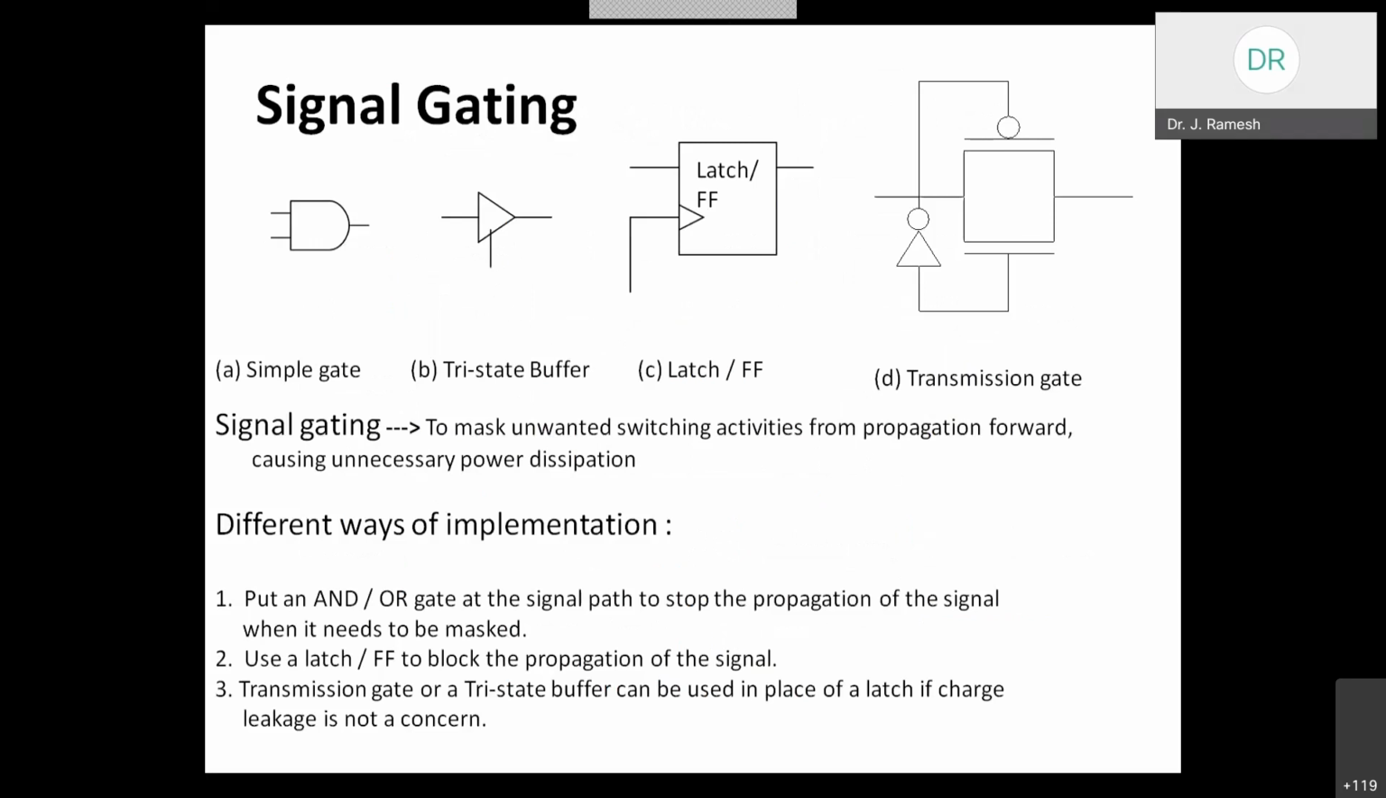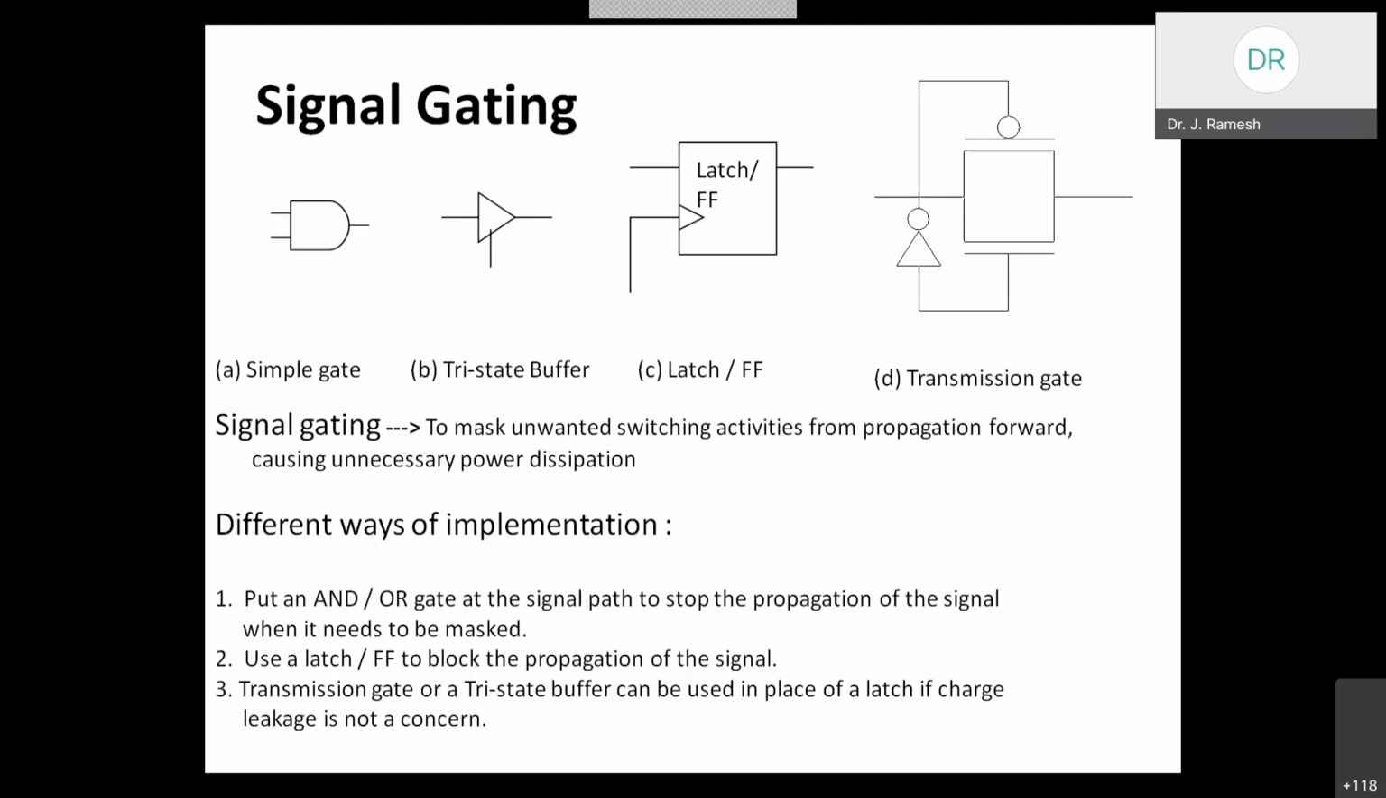So signal gating: if propagating a particular signal creates unnecessary or unwanted switching activity, then we can identify that signal and stop its propagation by gating circuits. What are the gating circuits that can be used? We can make use of a simple AND gate because that can act as a controlled switch. By controlling one of the inputs, we can control the propagation of the other input. So the AND gate itself can be used as a signal gating circuit.